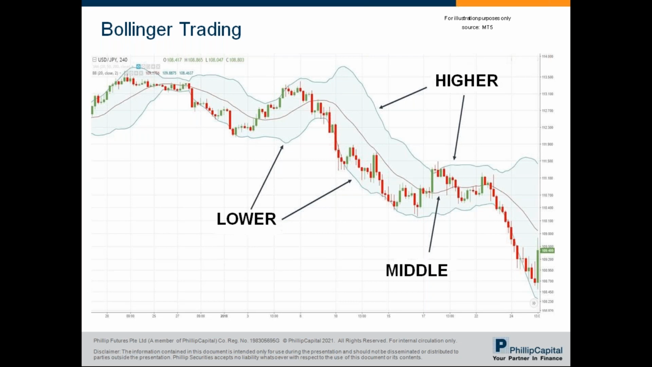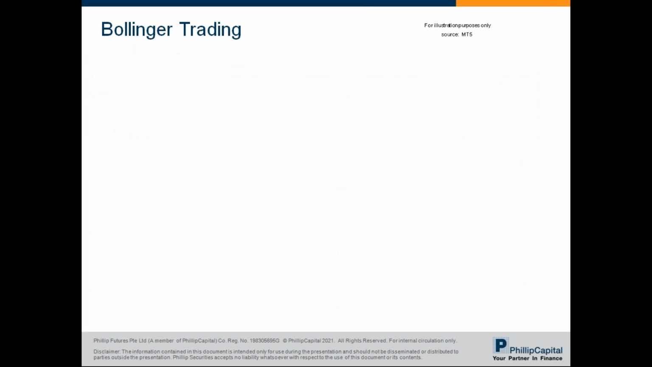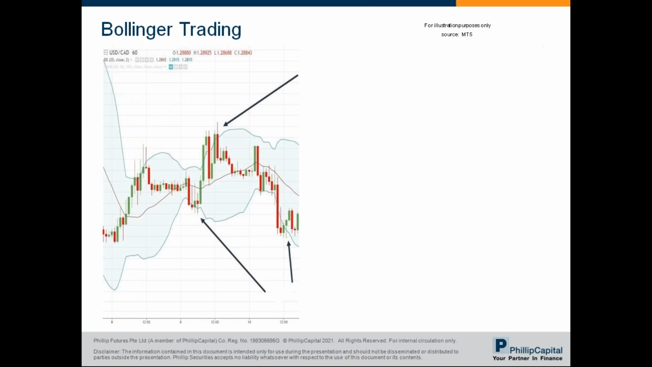So this is the Bollinger trading. Next, I'll briefly go through what standard deviation is, how to use it as a trader, and how you can apply it to Bollinger Band trading.